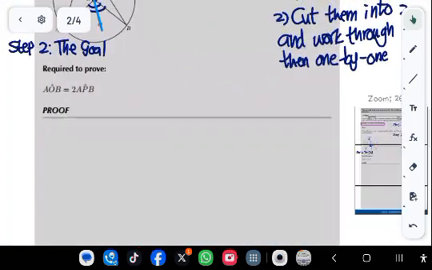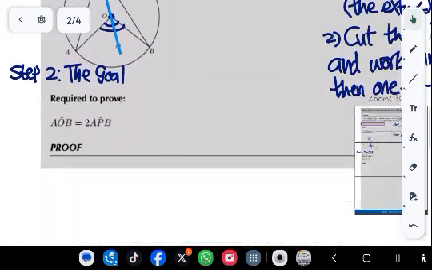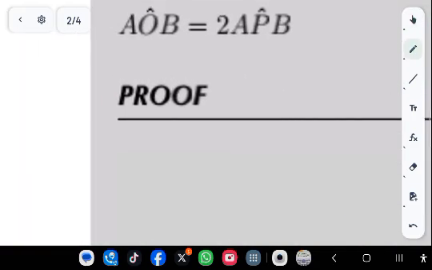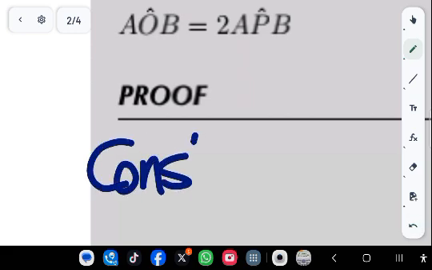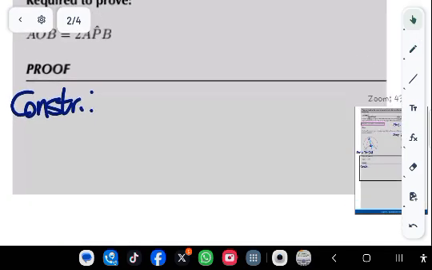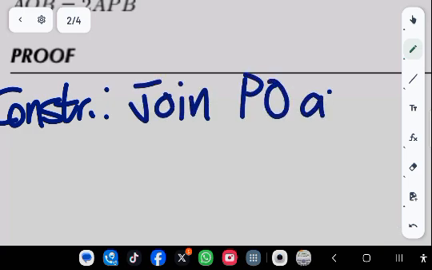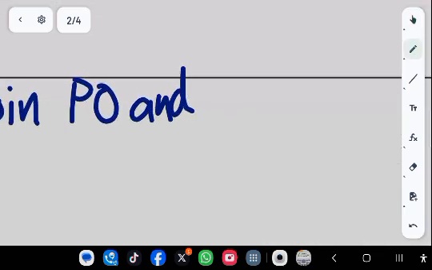So here is the strategy. What is the proof? Okay, so we made the construction: join PO and produce it all the way to Q. This is the construction. Join PO and produce it to Q.